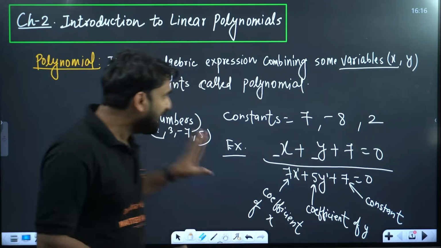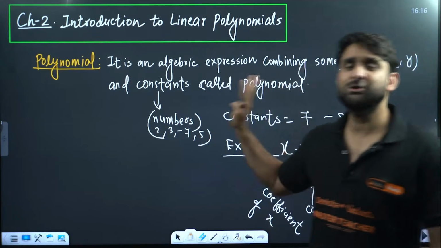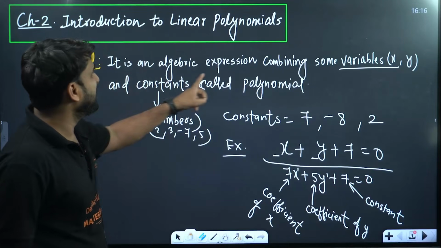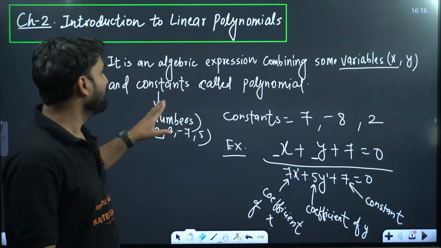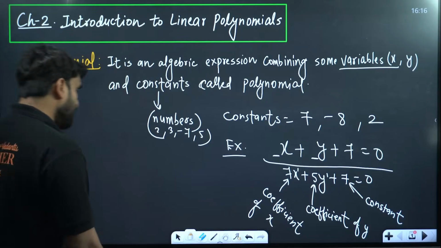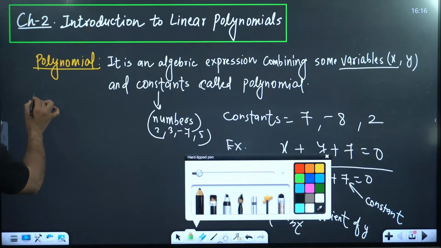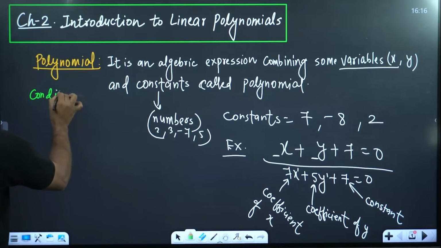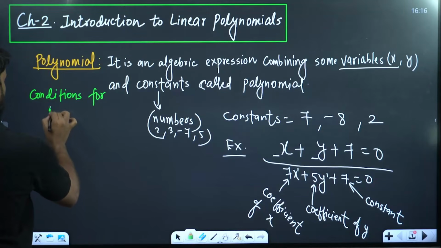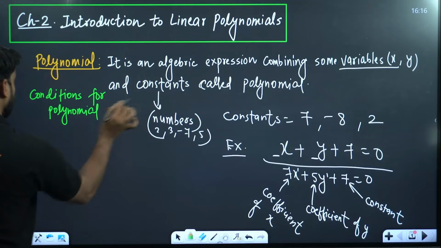But just clear it, what is called a polynomial, what is the exact definition of polynomial, please make sure to clear this. I hope everything is clear to you all. So it is an algebraic expression combining some variables, it may be x and y, and constants, called a polynomial. Now, there are a few conditions for polynomial. My dear champion, look at the conditions for polynomial.